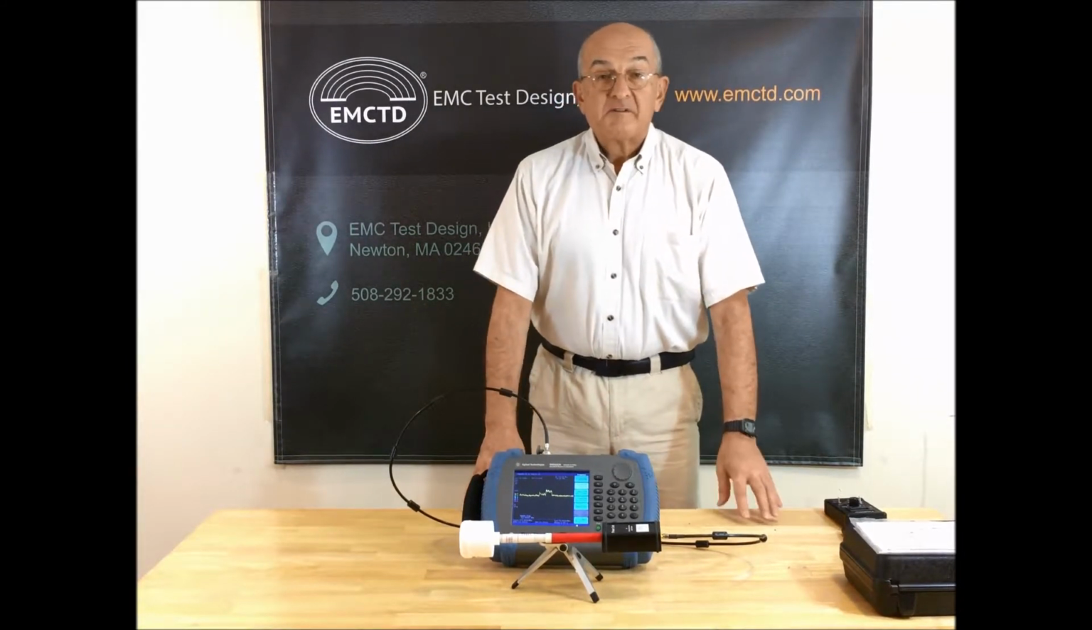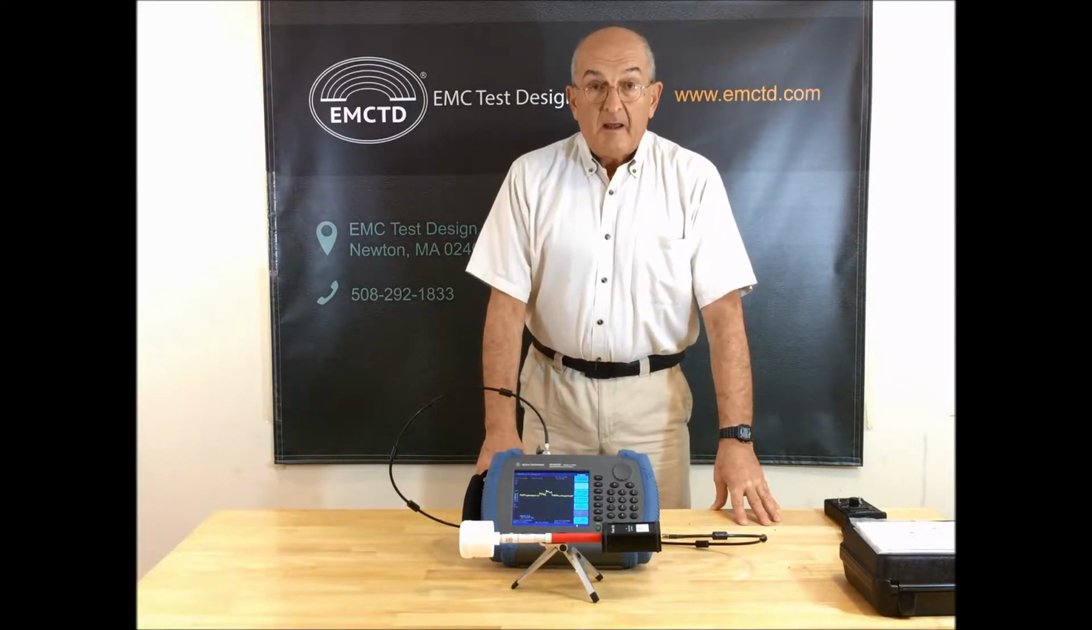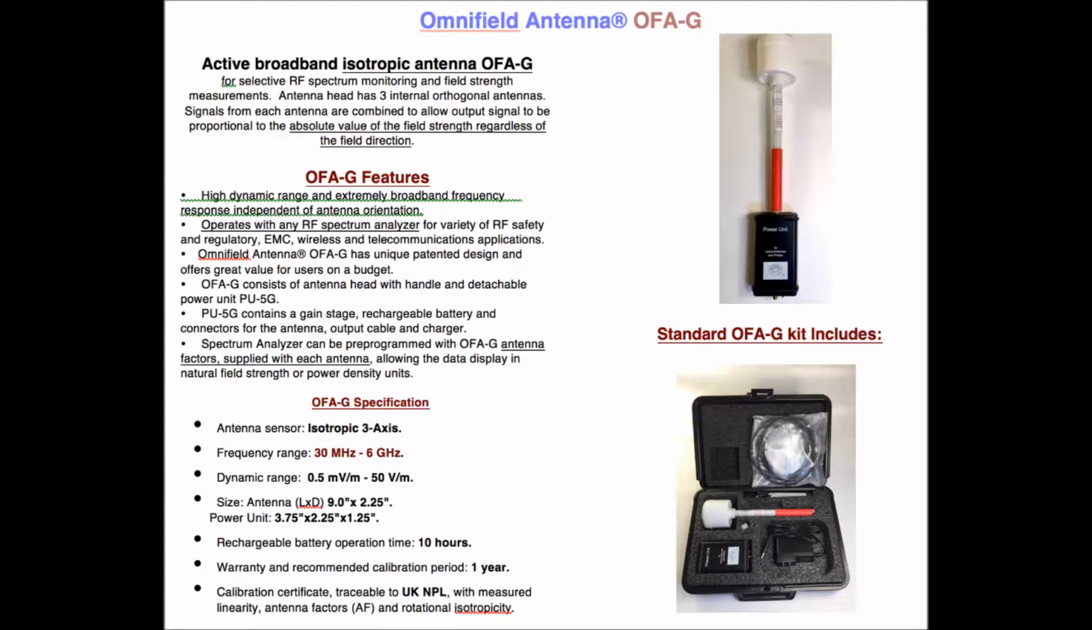What are the parameters of isotropic antenna OFA-G? From this slide you could see that frequency range of OFA-G antenna is from 30 MHz to 6 GHz, and field strength range is from 0.5 millivolts per meter to 50 volts per meter. If it's necessary, we can extend a high field of measurements up to 500-600 volts per meter.